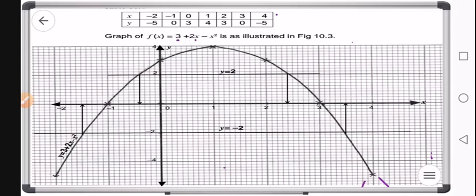So this one, usually, I want to show f of x, I want to show y. So the graph of y is equal to 3 plus 2x minus x squared.